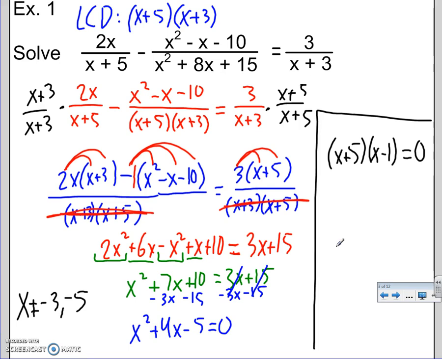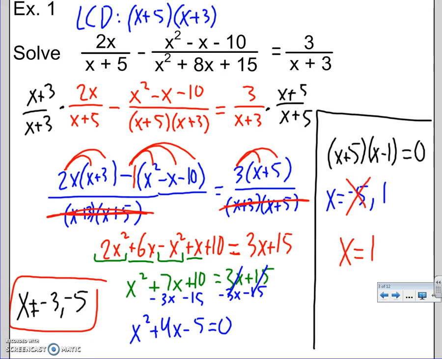So, setting each factor equal to 0 by the zero product property, x equals negative 5 and positive 1. Now remember our restrictions. It said x cannot be negative 5 or negative 3. So when we said our answer x is negative 5, that's not allowed. Our final answer is x equals 1. That would be an x-intercept of this graph.